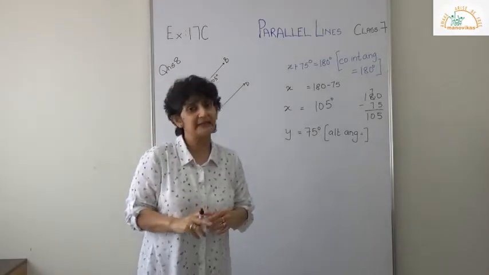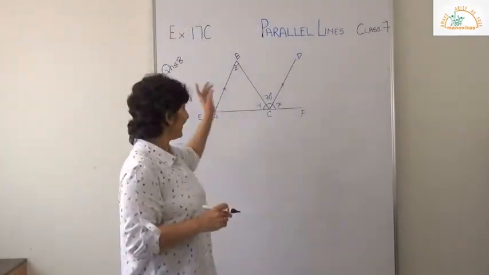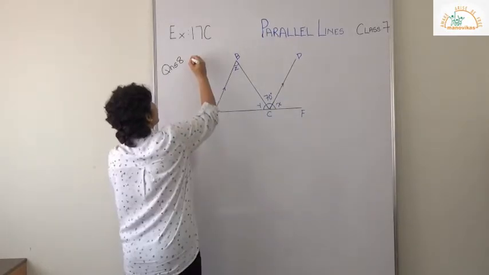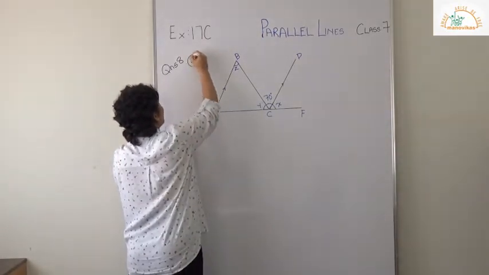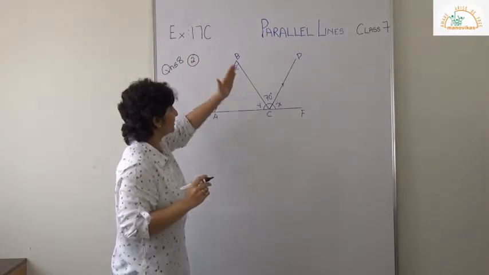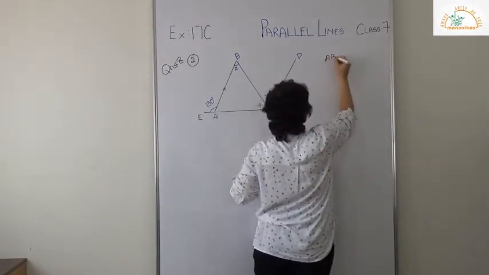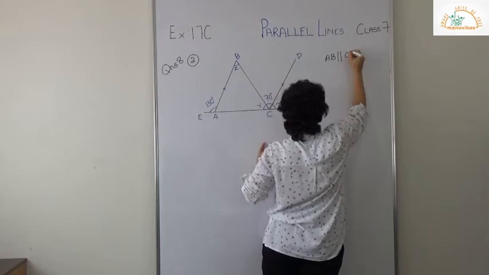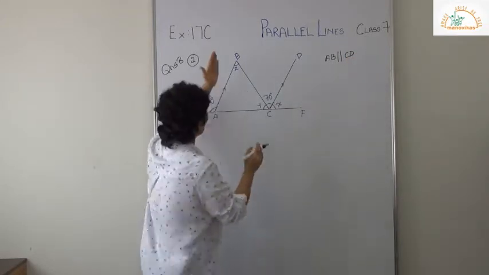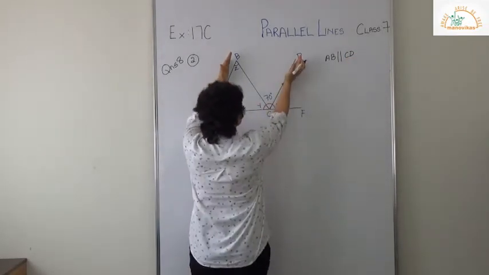Let's move on to the next sum. Question 8. Now let's do the second sum, children. Alright. Now look at the figure. It is already told to you that AB is parallel to CD. Correct? It is told you. AB is parallel to CD.